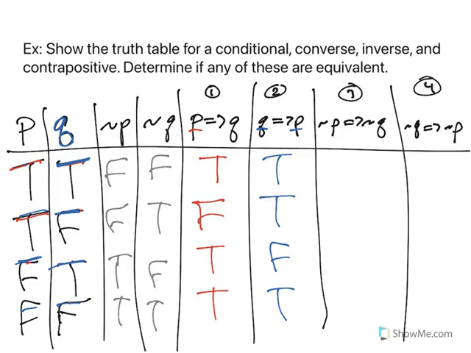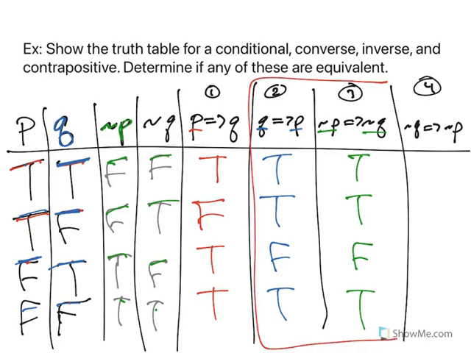Let's go to number 3, where we get if not P, then not Q. So now not P is the antecedent, so make sure I start there. False, false. That is true. False, true. Well, that's true. True, false. That's false. And true, true. Well, that's true. So you'll notice 2 and 3 are equivalent. We'll come back to that in a minute.